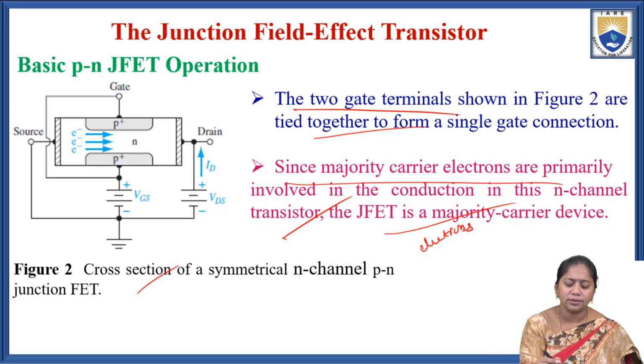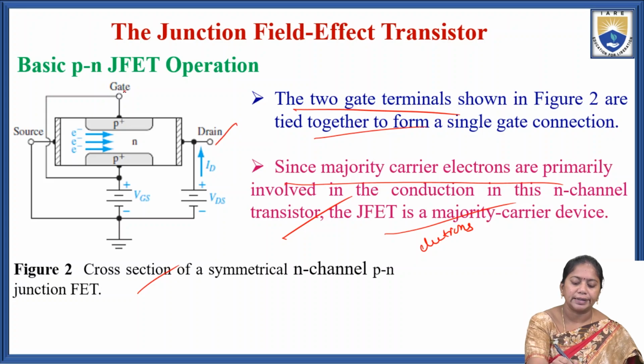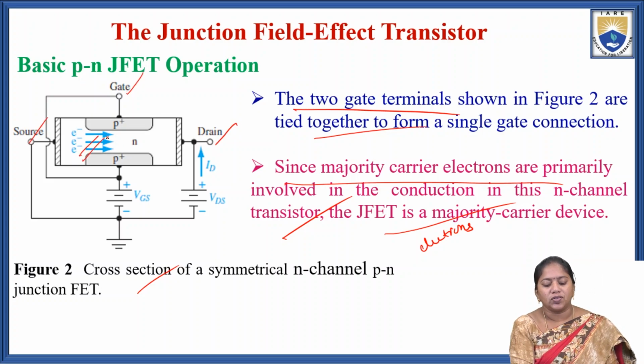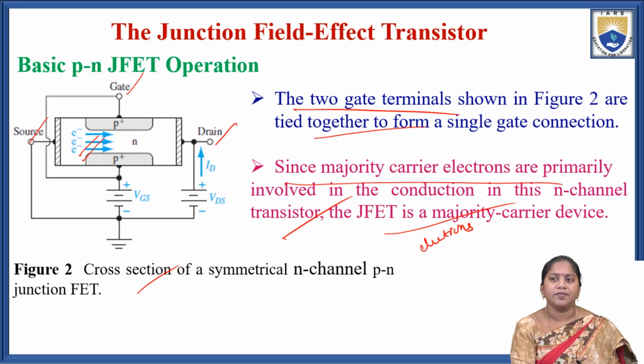This is the cross section of the symmetrical N channel PN junction FET. This is the drain, gate, source. Here the electrons are the majority charge carriers. The two gate terminals are tied together to form a single gate connection, and since majority carrier electrons are primarily involved in conduction, the JFET is a majority carrier device.